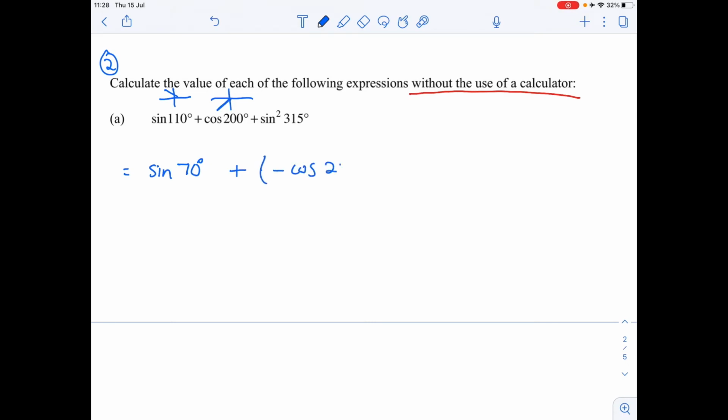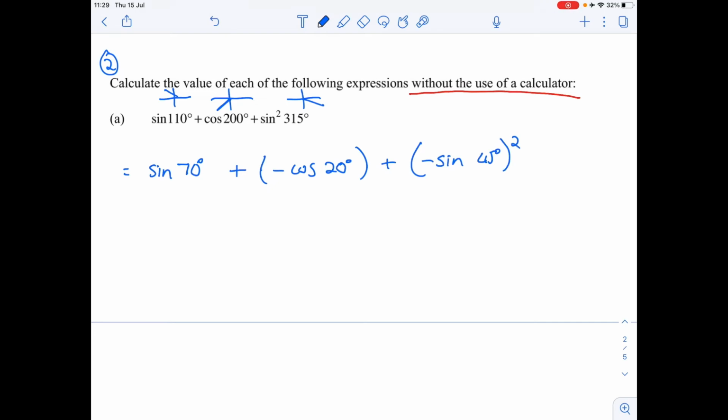180 to 200 is 20. Plus 315 takes me to the fourth quadrant, and that is going to be, sine is negative. Let's put it in brackets and we square it. 45 if I reduce it.